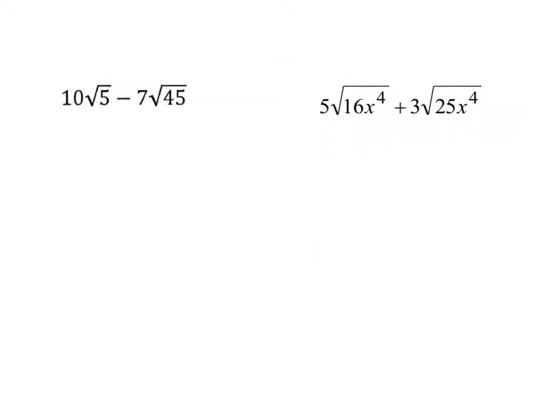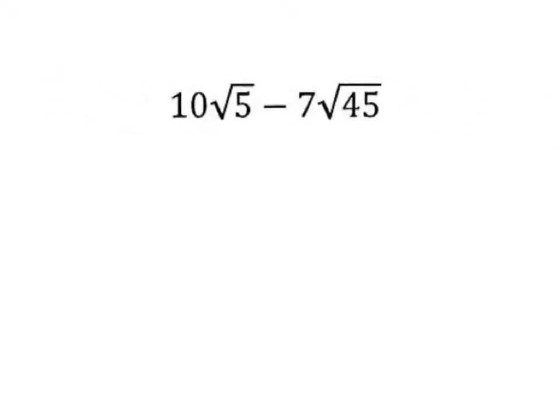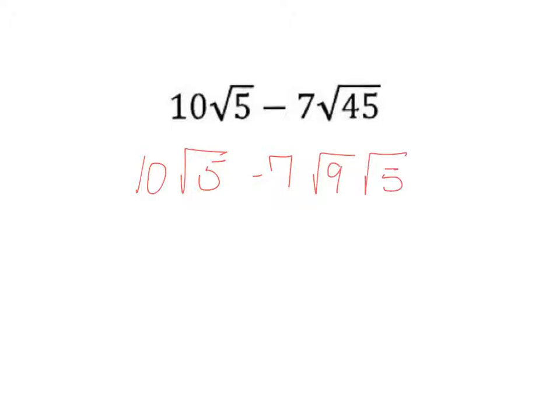The next question, if you notice, does not have like radicals. One has a radical 5 and the other one has a radical 45. So what I'm going to do is reduce the ones that I can. Radical 5 cannot be reduced. There's no perfect square factor inside of it, so it's just radical 5. But radical 45 can break up into 9 and 5, allowing me to reduce this part of the expression. So I'm going to pull down 10 radical 5 again because I can't reduce it any longer.